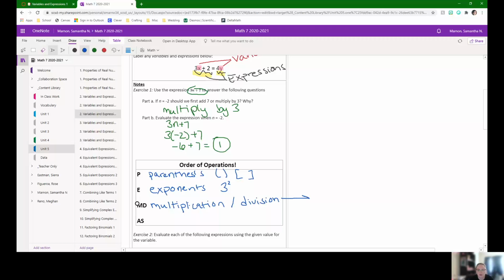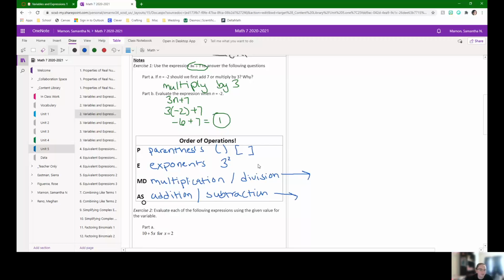And I'm going to put this arrow here that just kind of means we're going to do them left to right. And the same for addition and subtraction. They happen the same step. So if you have subtraction and then adding and then subtracting, you're going to subtract, add, subtract. If you have adding, subtracting, subtracting, add, subtract, subtract. It's just going to be left to right.